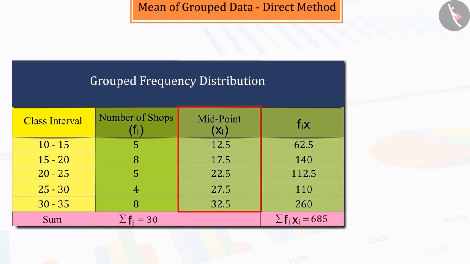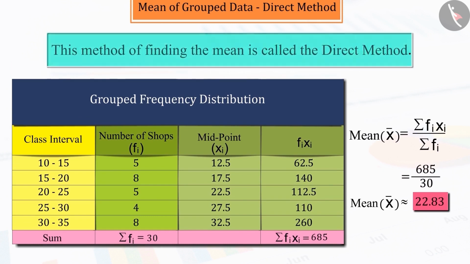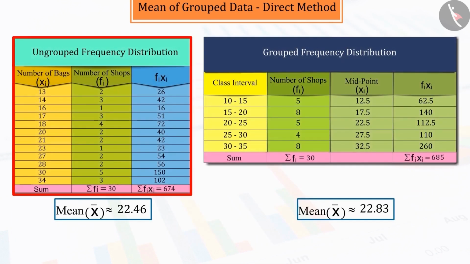Now multiply all these midpoints with their corresponding frequencies and find their sum, that is 685, and dividing it by the sum of their frequencies, that is 30. The mean of the given data is thus obtained as 22.83 approximately. This method of finding the mean is called the direct method.